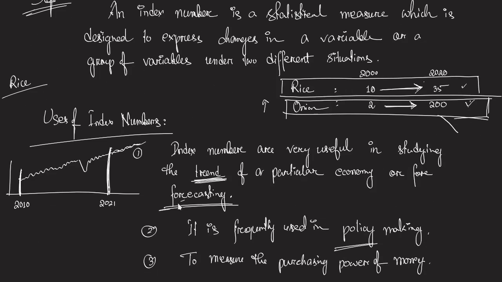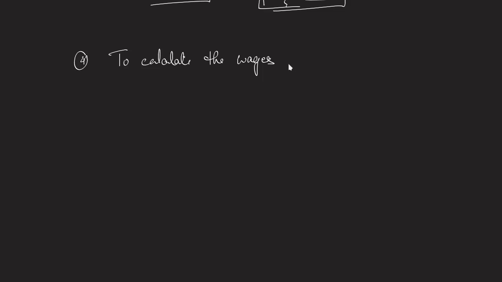We have written three uses: one is to find out the trend and forecast, next one is policy making, next one is to measure the purchasing power of money, and the last one, number 4, is to calculate the wages to maintain standard of living.